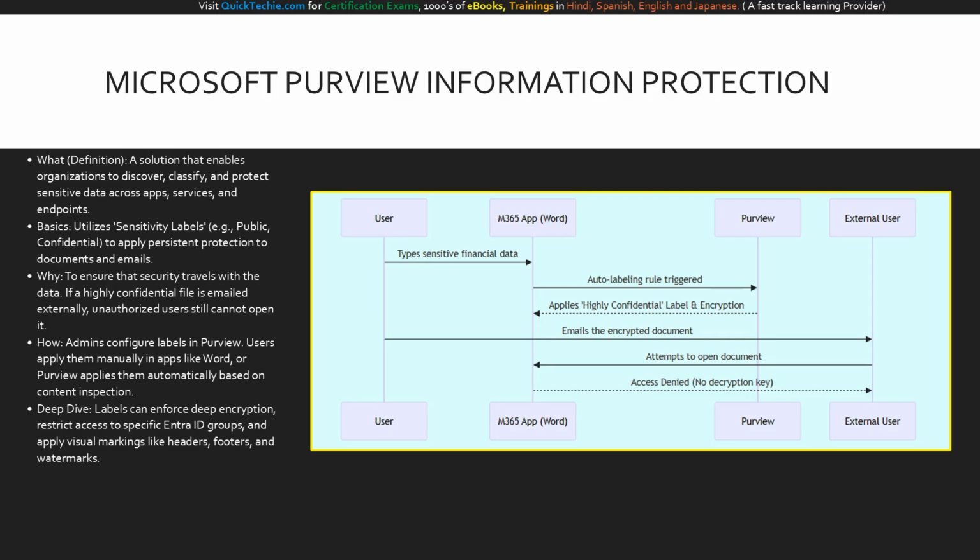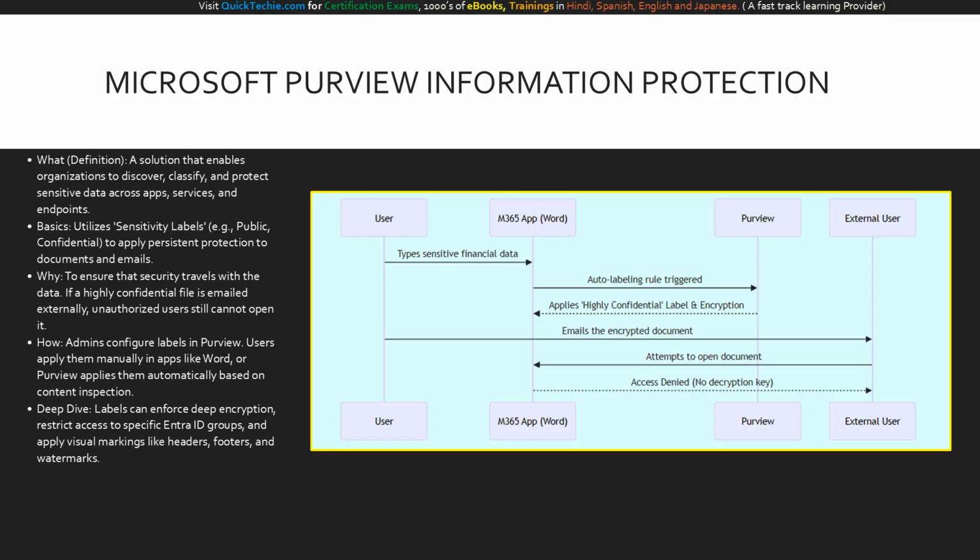Moving to our first specific capability, let's explore Microsoft Purview Information Protection. What exactly is it? It's the engine that allows you to discover, classify, and physically protect sensitive data. The absolute core of this feature is the sensitivity label. Think of labels as digital tags like general, confidential, or highly confidential.